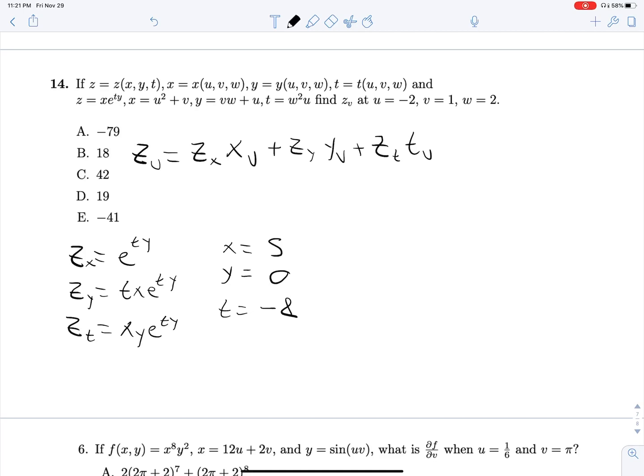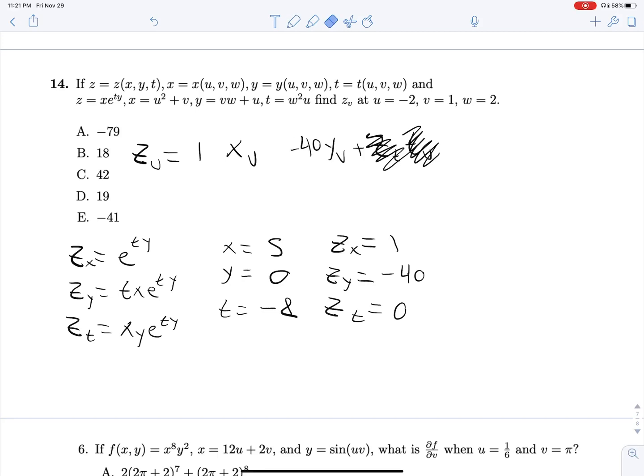And so given that, our zx is going to be 1, our zy is going to be -40, and our zt will be 0. So we're halfway done, and since zt is equal to 0, we don't even need to find tv. That whole part of our expression is equal to 0. Let's replace some things: this is 1, and this is -40. All we have left to find is our xv and our yv.